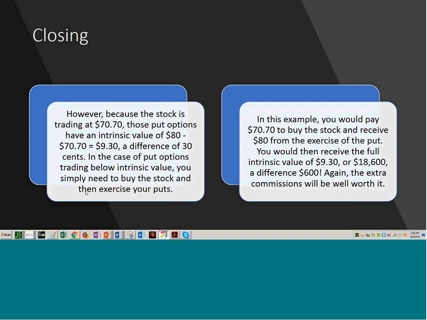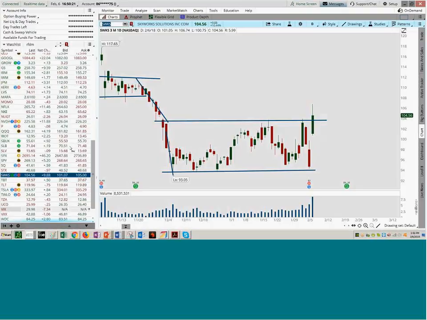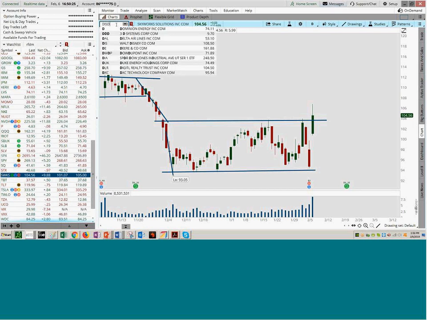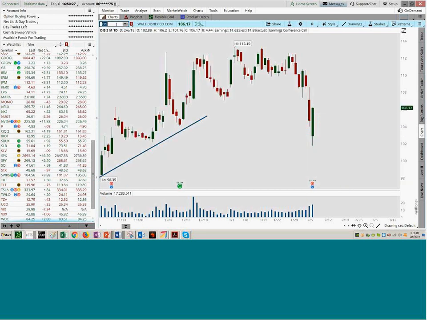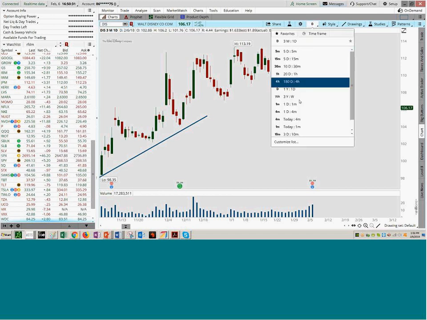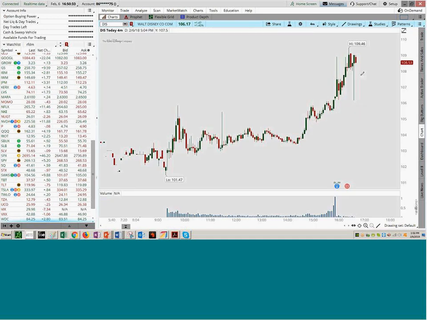So let's see what Disney did. Disney is at 108.53. The stock opened around 103. Say you had a position on here, and you needed to make $2 to break even, but now you could sell at 108.53. You could make $5.